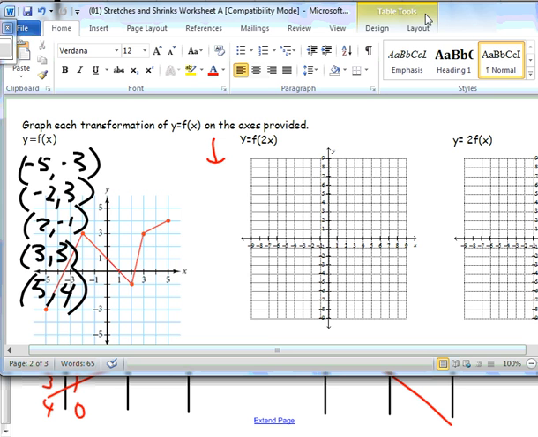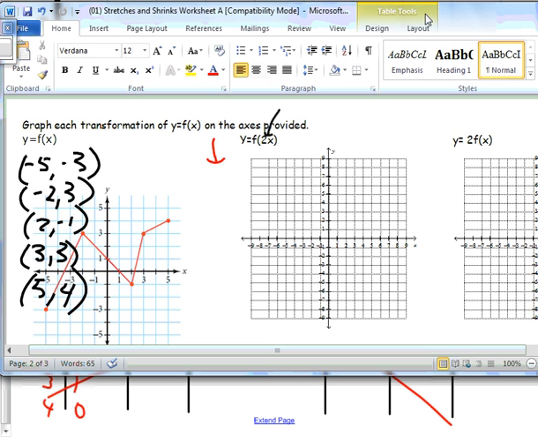Negative 5, negative 3, negative 2 comma 3, 2 comma negative 1, 3 comma 3, and 5 comma 4. Now, if I'm going to do this to my graph, I'm not going to make it twice as wide. What's it going to do? Twice as narrow is a way to say it, or you could say half as wide. Since it's on the inside, it's only a wide thing. It's not making it taller at all. It's only affecting the inside, which is left-right stuff.